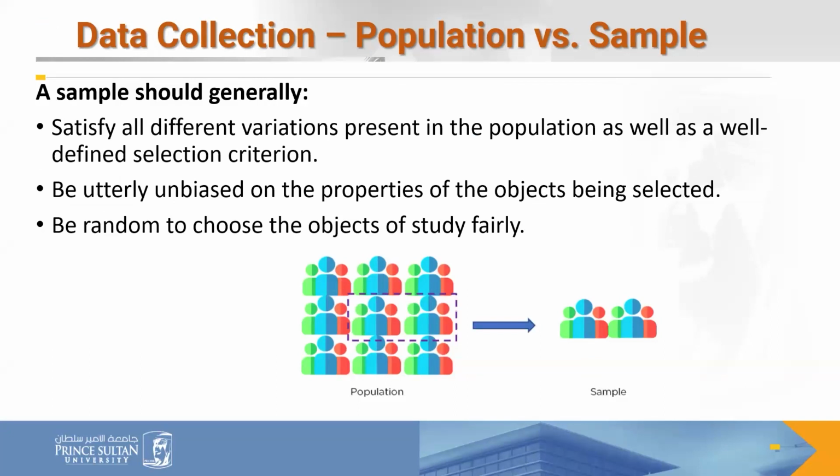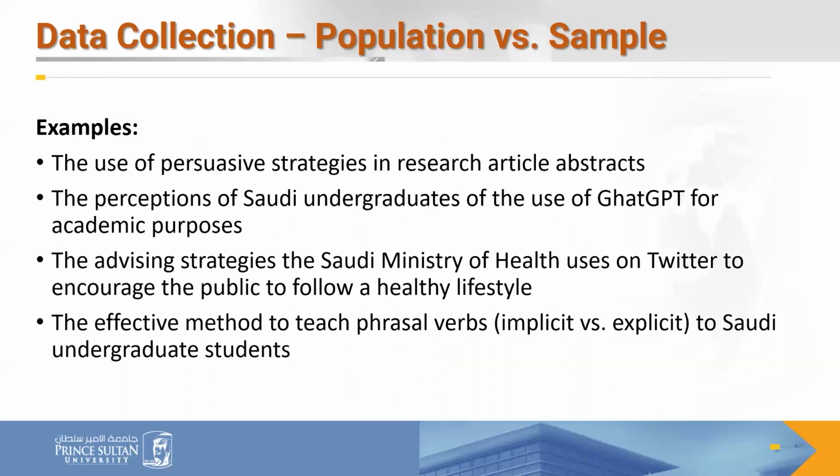They should be unbiased and they should be, as much as possible, random. I should choose them randomly. It's not that I have these three friends, so these are the friends that I will do the experiment on. No, I have to try to choose my sample randomly. These are some examples of what a sample could be like.